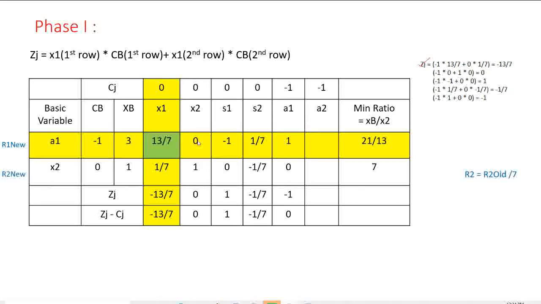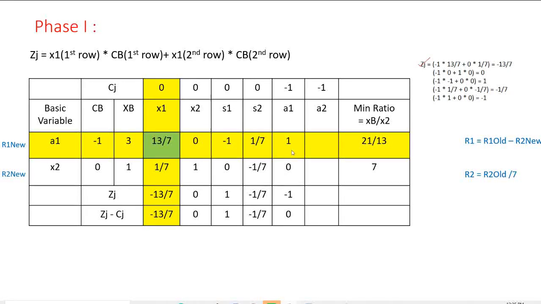And also I have to change the values for the first row. Here we have 1, so we are replacing 1 by 0. So the equation is R1 new equals R1 old minus R2 new, that is 1 minus 1, which is 0. So we perform the same operation for this row also, and we get the values minus 1, 3, 13 by 7, 0, minus 1, 1 by 7 and 1.